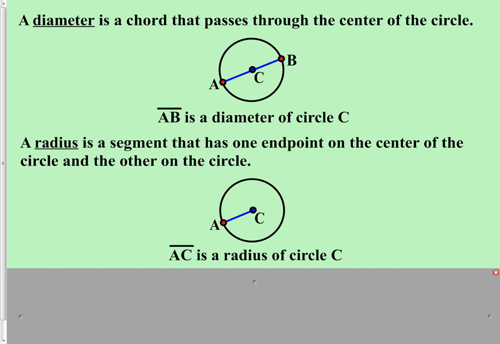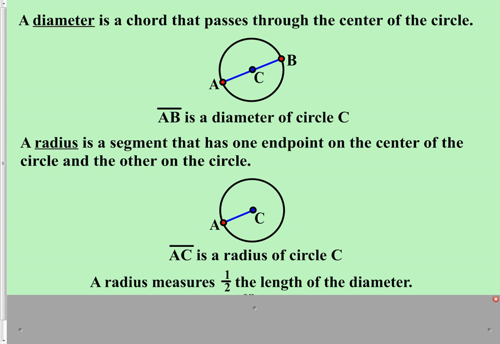Now there is a relationship between the two line segments that we are looking at on our screen right now. And of course the relationship is that a radius, since it only goes halfway across the circle, measures half of the length of the diameter.